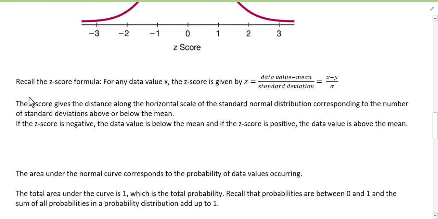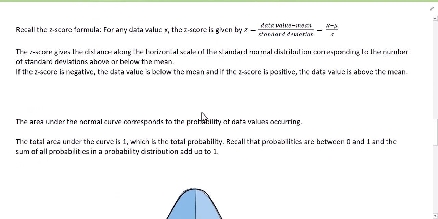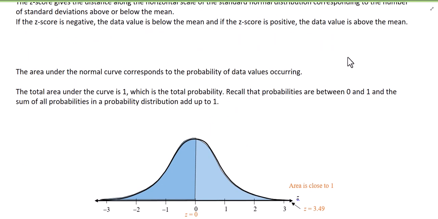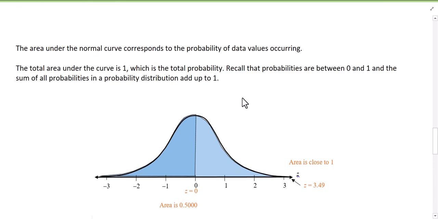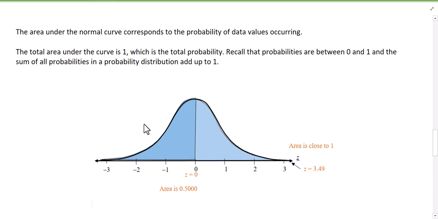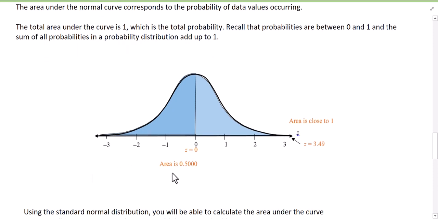If the z-score is negative, the data value is below the mean. And if the z-score is positive, the data value is above the mean. The area under the normal curve corresponds to the probability of data values occurring. So the total area under the curve is 1, which is the total probability. For example, when we have a z-score of 0, the mean, what is the probability of getting the mean? The probability will be 1/2 because the mean is right in the middle of the data. So the area to the left of the mean will be half.